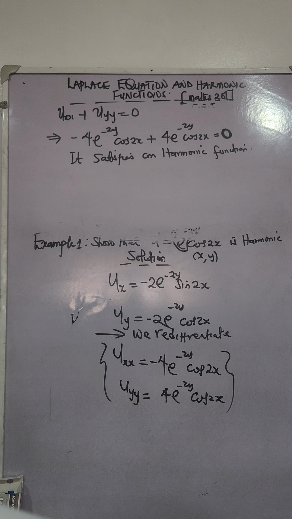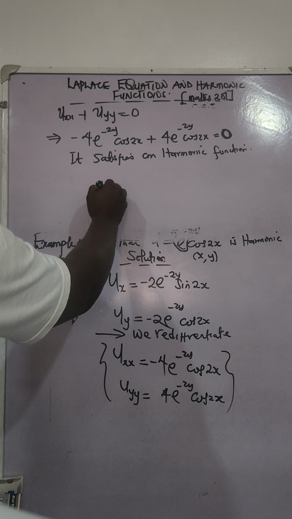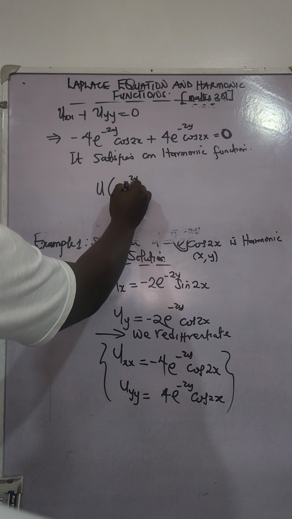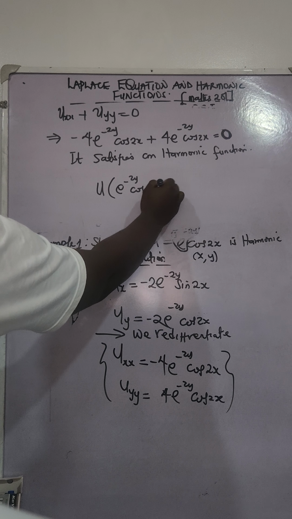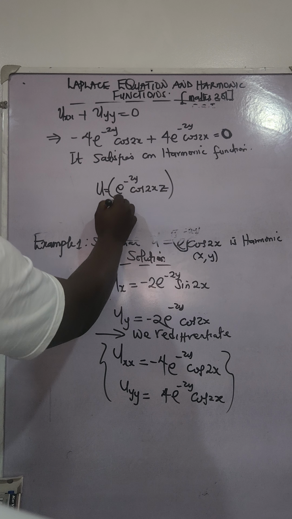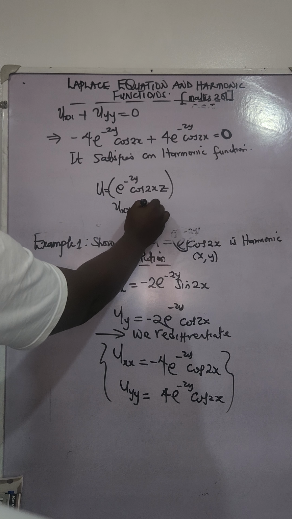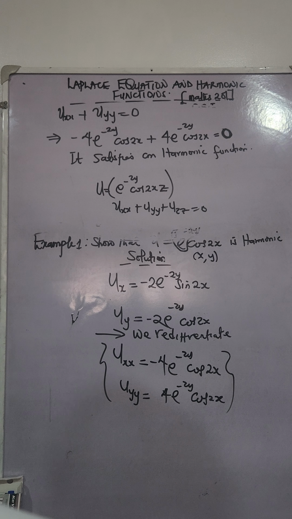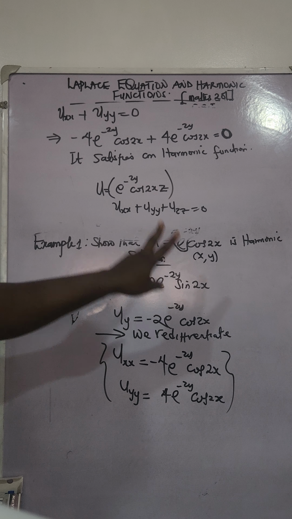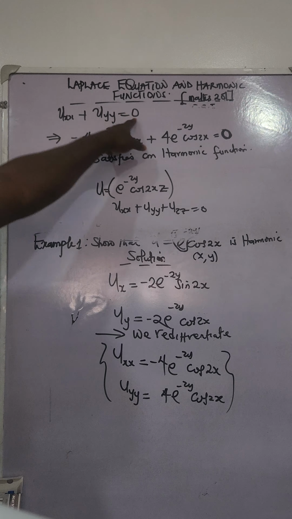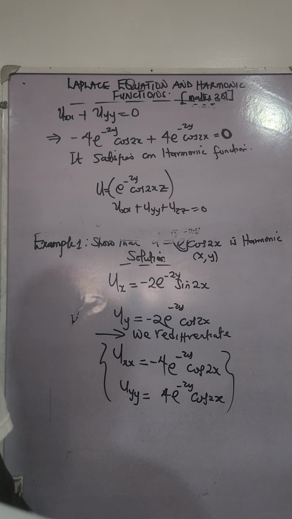When we talk about a Laplace equation, we say u_xx. If it is a 3 independent variable system, let's say for example u is e to the power of minus 2y cos 2xz, you understand? So now we have x, y, and z. We would be proving that u_zz is also added and equal to 0, as long as it's a 3 independent variable system. But because this question asks for 2 independent variables, which are x and y, we are operating with u_xx plus u_yy equal to 0. Very interesting.